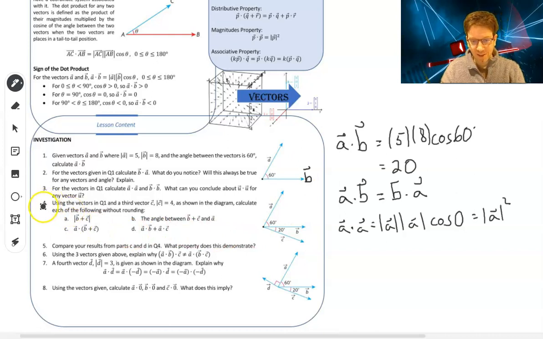Next one is number 4. So now we're going to add this vector c here. And first, c has a magnitude of 4. We're going to find the magnitude of b plus c. So they're connected tail to tail. So let's just finish our parallelogram. We all remember how to do this.